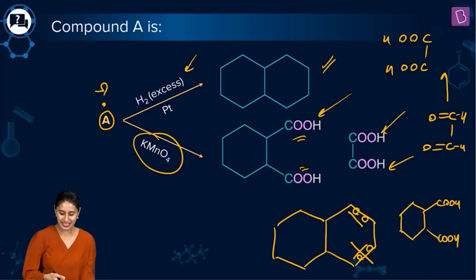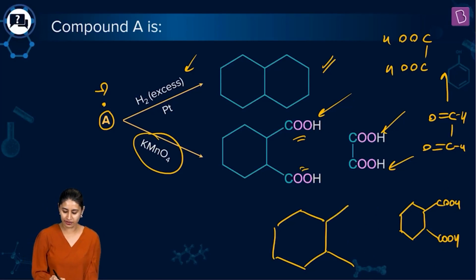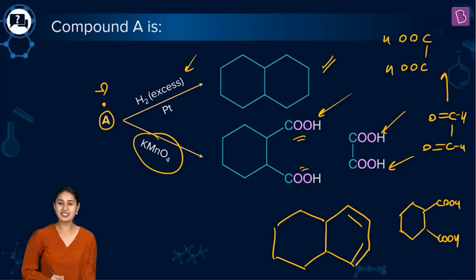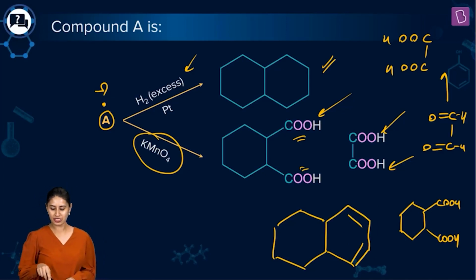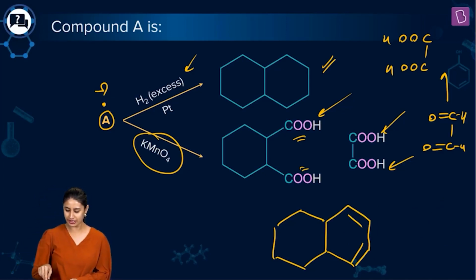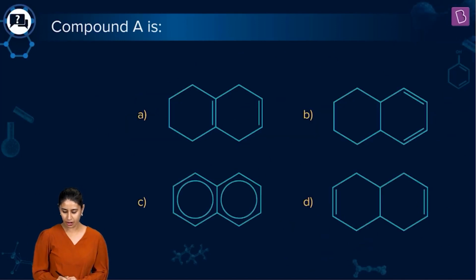Yes, indeed. So the idea that we have got from the retro step, going backwards, is that this must be the product. So let's check the options. Option B is exactly along the lines of our thinking. So B becomes the right answer.